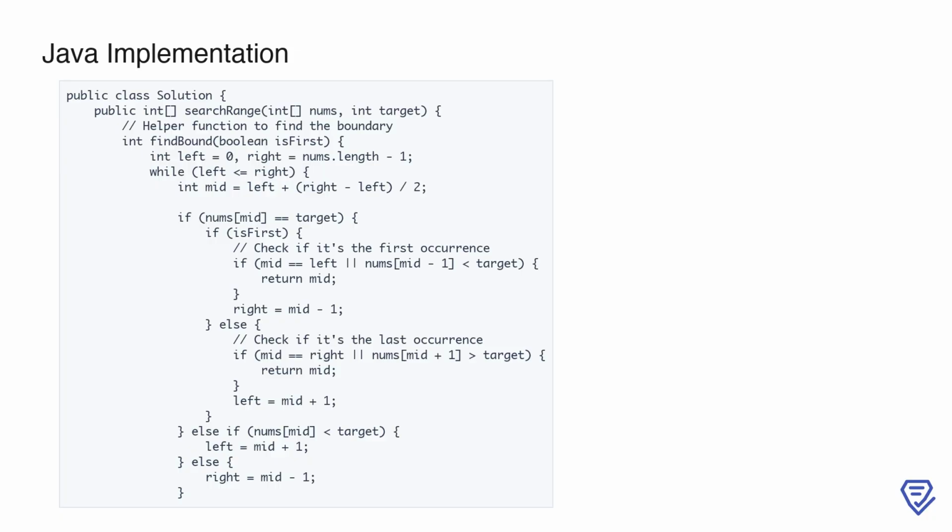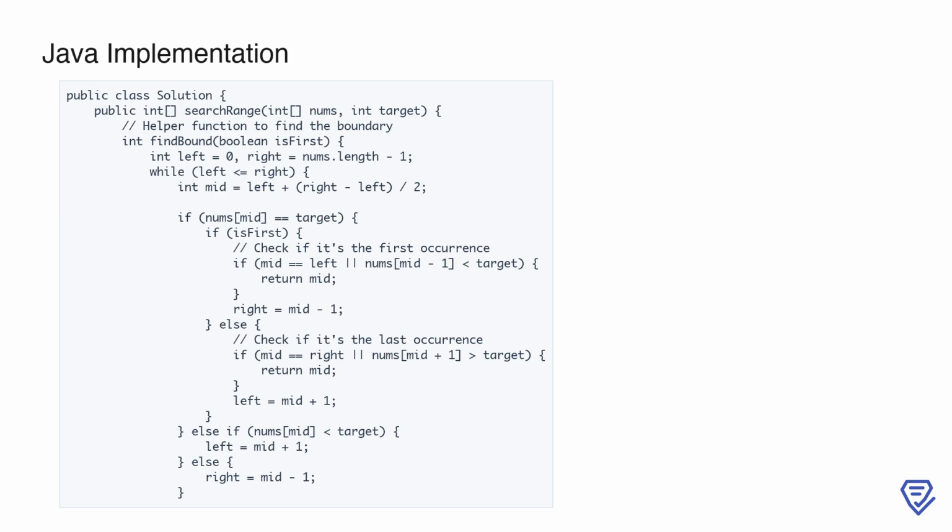The method takes a Boolean parameter, isFirst, to specify whether we're searching for the first occurrence or the last. Now, we initialize two pointers, left and right, representing the boundaries of our search space, and then enter a while loop that continues as long as left is less than or equal to right. Within the loop, we calculate the middle index, mid, to divide the array into two halves.